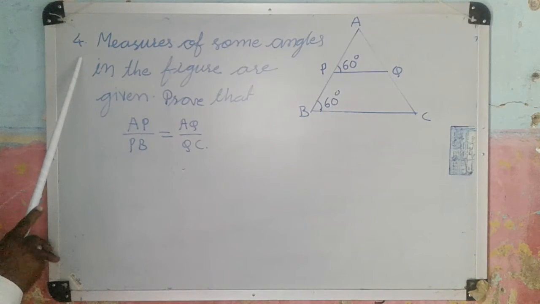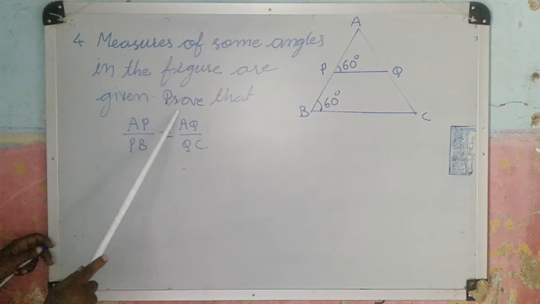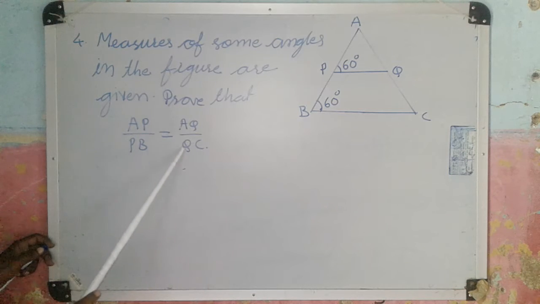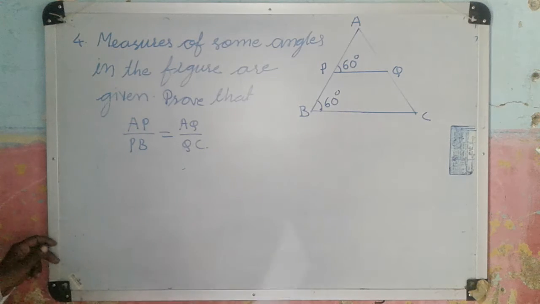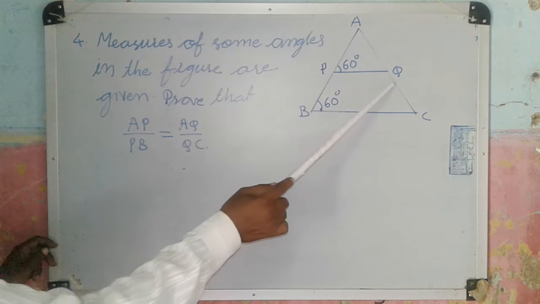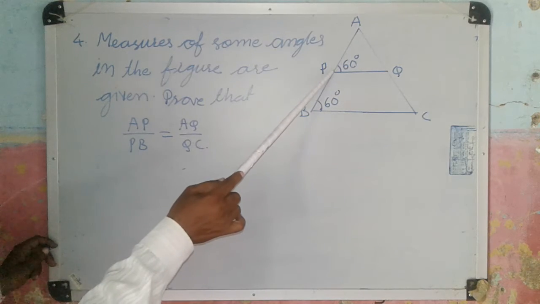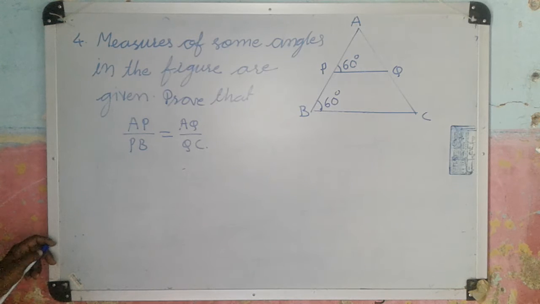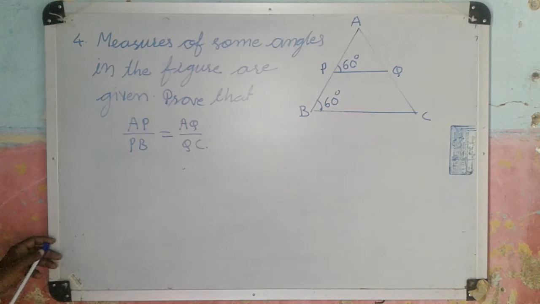Question number 4. Measures of some angles in the figure are given. Prove that AP upon PB is equal to AQ upon QC. Now see here in this figure, in triangle ABC, angle APQ is equal to 60 degree. And angle PBC is 60 degree. And we have to prove that AP upon PB is equal to AQ upon QC.